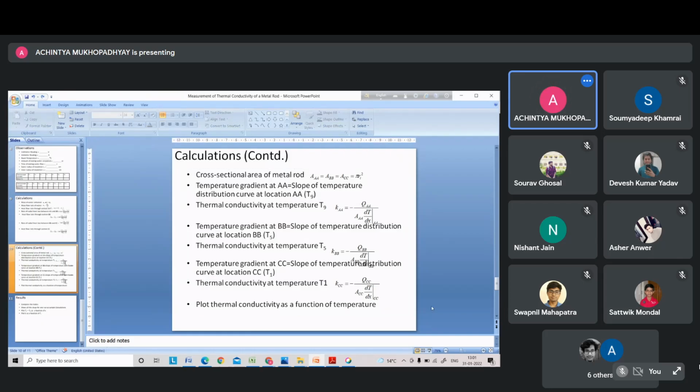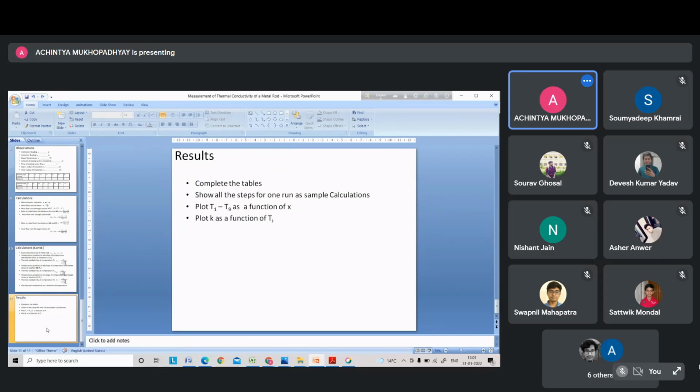So in the results, you have to complete the tables, show all the steps for one run as sample calculations, and plot T1 to T9 as a function of x. From the graph you can find out graphically, or by doing a curve fit, what the temperature gradient should be at the 3 locations, and then plot k as a function of Ti. So this will be the experiment.